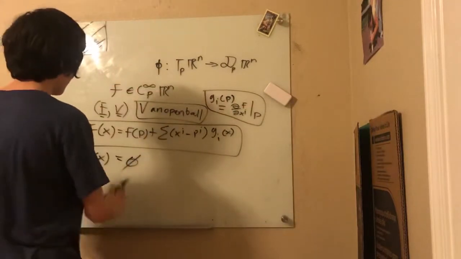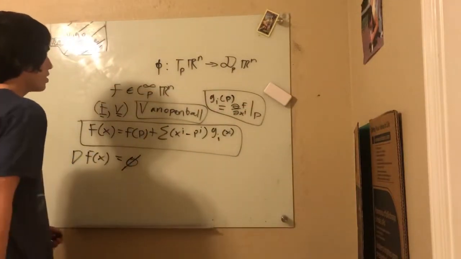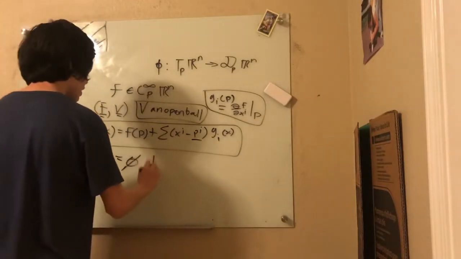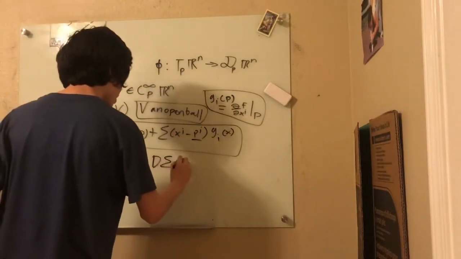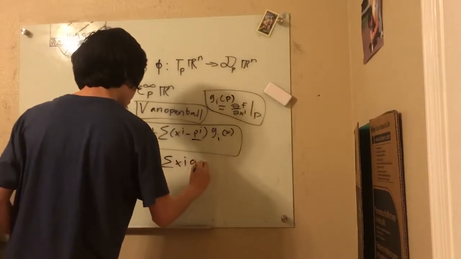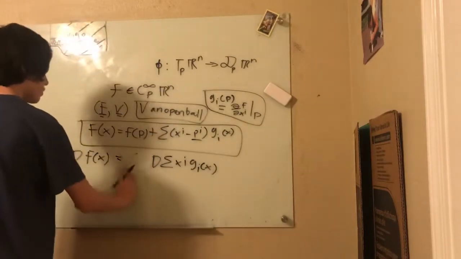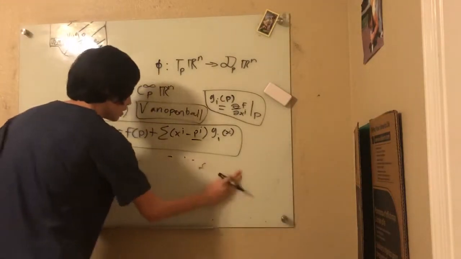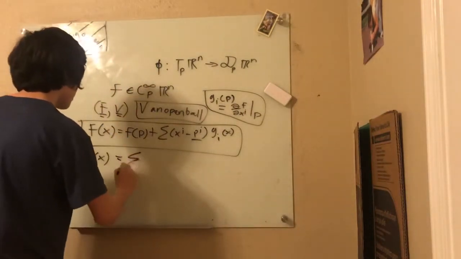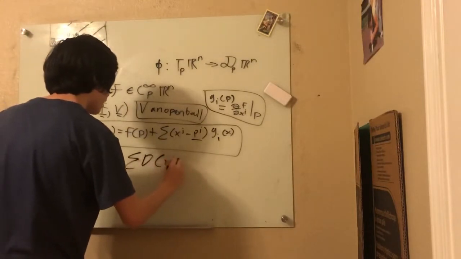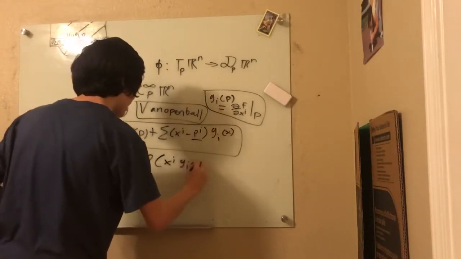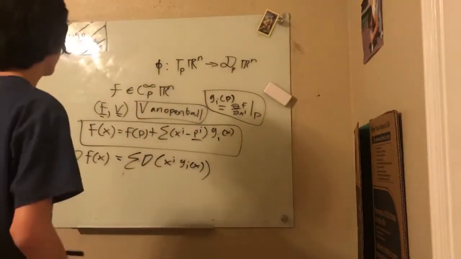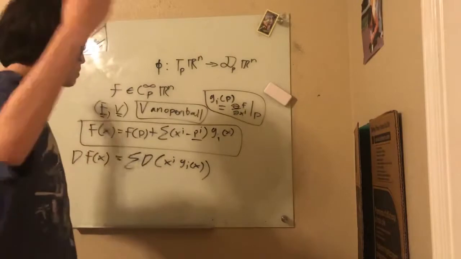Okay. And then this is also just going to be a constant. So then we have the derivation of the sum of x_i g_i of x. This is going to be the sum of the derivation of x_i times g_i of x. So now we have a product of two functions. So now we can use the Leibniz rule.